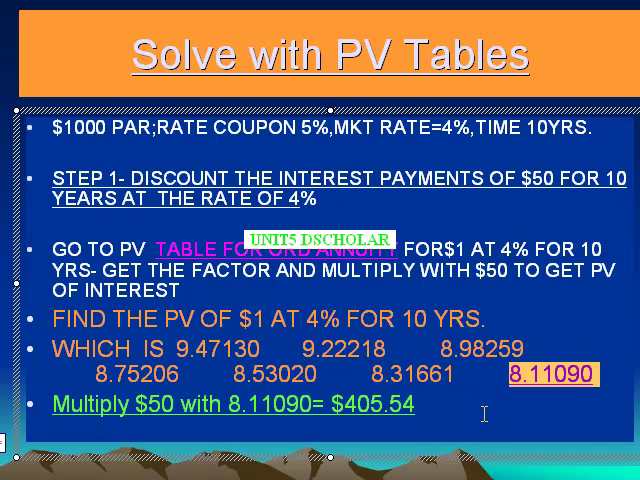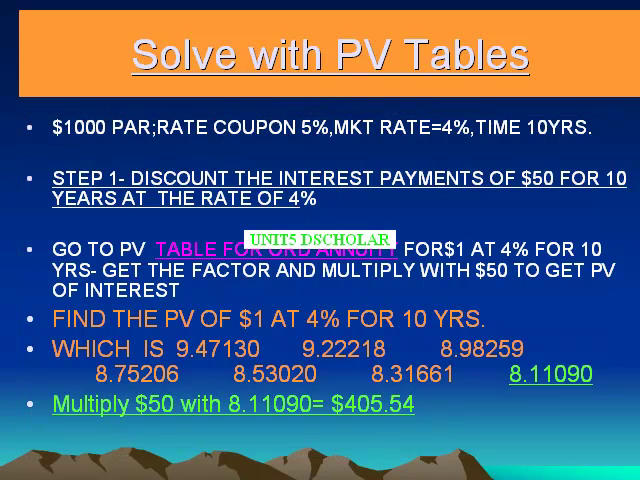So it is worth $405.54 if you discount that $50, instead of the $500 that you get. 50 times 10 is 500. So when you discount it at the interest rate of 4%, it is worth today only $405.54. So we have discounted the interest with the present value tables.